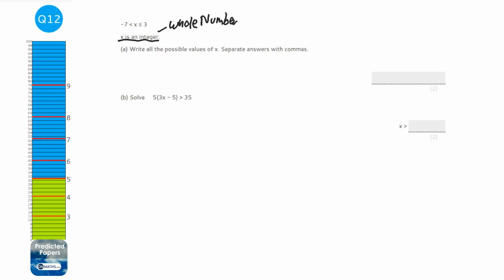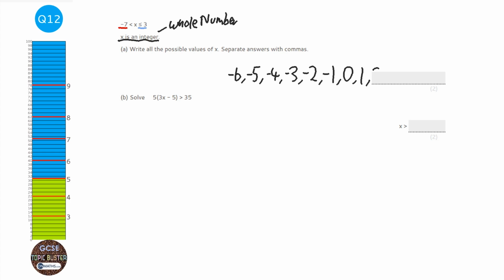Now, it says here x is greater than -7 and is less than or equal to 3. So when it asks you to write down all the numbers that's true for, well, let's have a think. If it's greater than -7, then it can't be -7. It can't be equal to it. So it's going to be -6, -5, -4, -3, -2, -1, 0, 1, and 2.